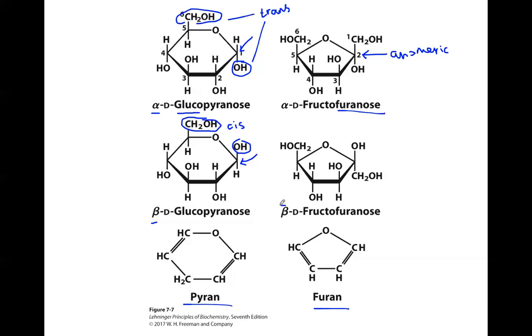And you can see this is beta because this and this are cis. And this is alpha. This and this are trans.